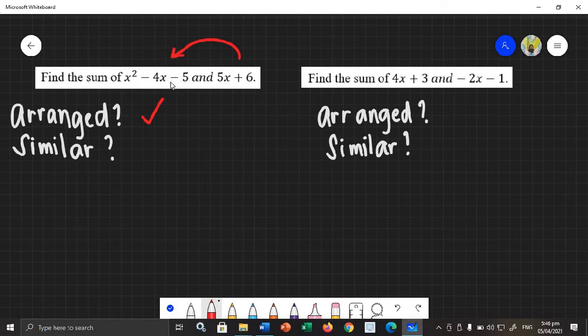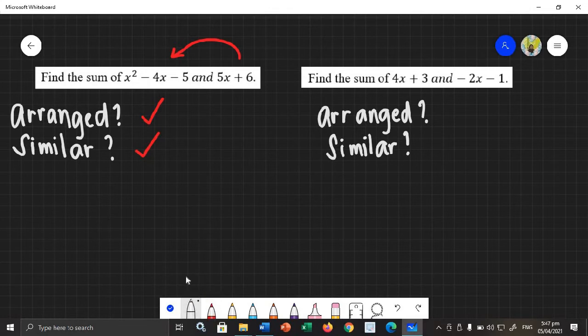Meron din. Meron siyang negative 4x minus 5. Therefore, they are similar. Therefore, you can add them. So, it doesn't mean na walang x squared, si 5x plus 6, hindi mo na siya pwedeng i-add. Okay? Okay lang na merong mawala na degree sa kanila or exponent. Basta, at least, mayroon silang common term. Pwede mo silang i-add. Okay?